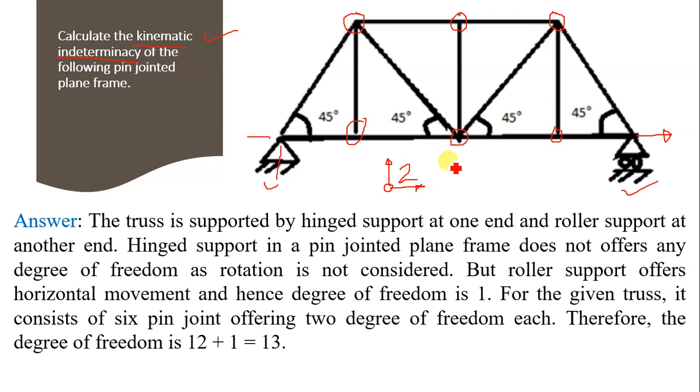6 into 2 is 12, plus 1 degree of freedom at roller support, and hence total degree of freedom is 13, and hence the degree of kinematic indeterminacy for the given truss is equal to 13. This must be the answer.